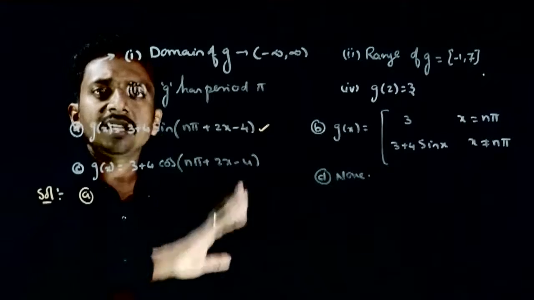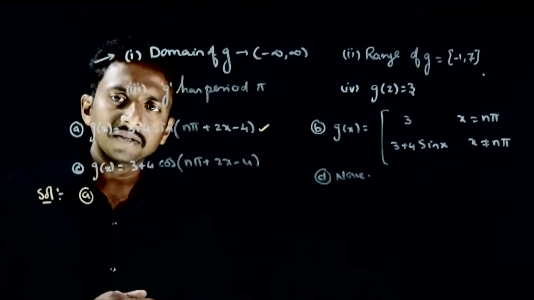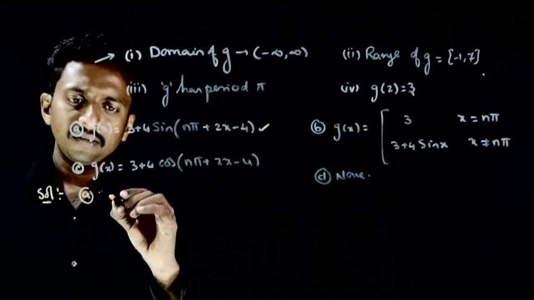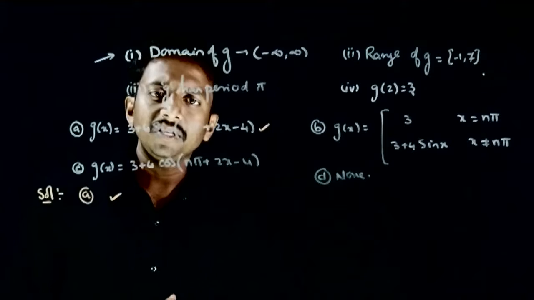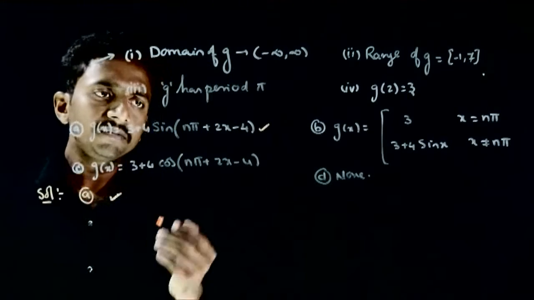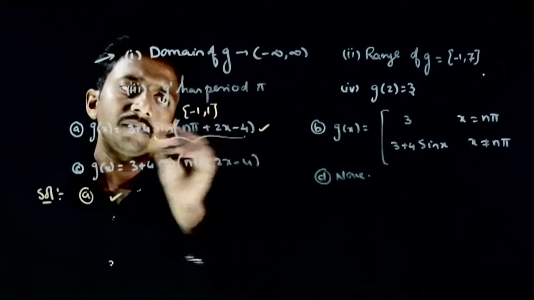So let us check the first condition. So domain of g is -infinity to infinity. सही है क्योंकि sin is defined for all the numbers. So the first condition is okay. Second condition, -1 to 7 range. इसका range कैसे कैलकुलेट करेंगे? sin का range जो है -1 to 1.